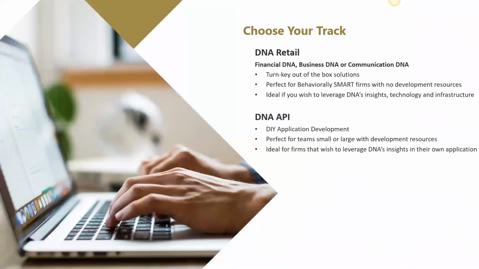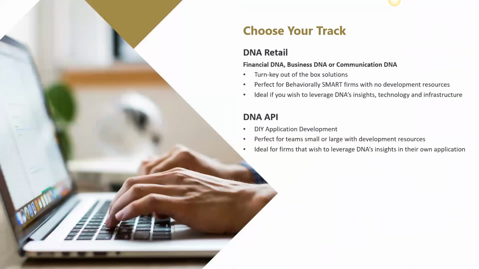So as we get started, we wanted to reiterate the fact that we have two different tracks with DNA Behavior. The first track is DNA Retail, and that's the products that are available on our website and have been for quite some time now. The products are Financial DNA, Business DNA, and Communication DNA. So they're turnkey out-of-the-box solutions that are more SaaS products, so software as a service. You can buy it off of our website and get started in just a few minutes.